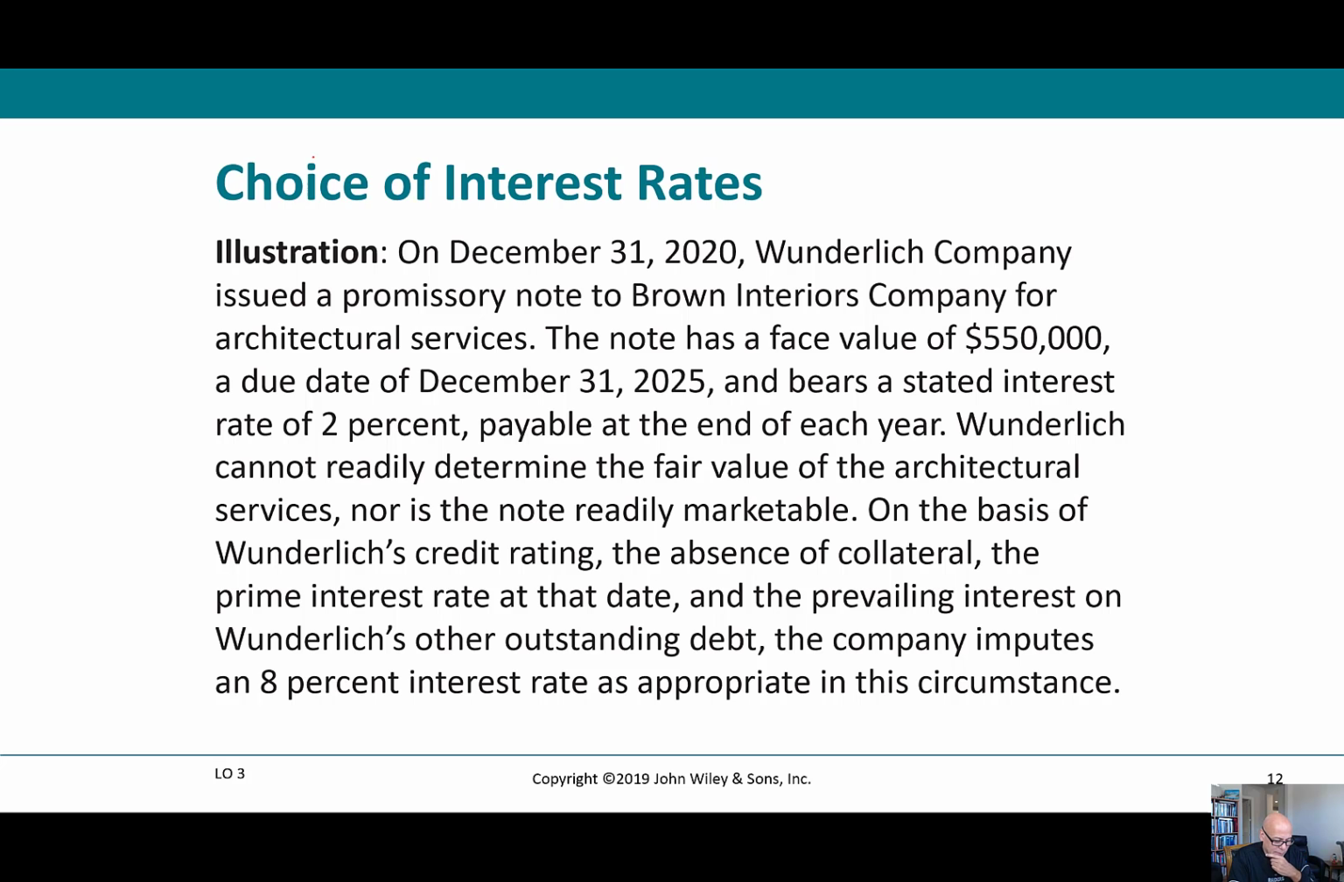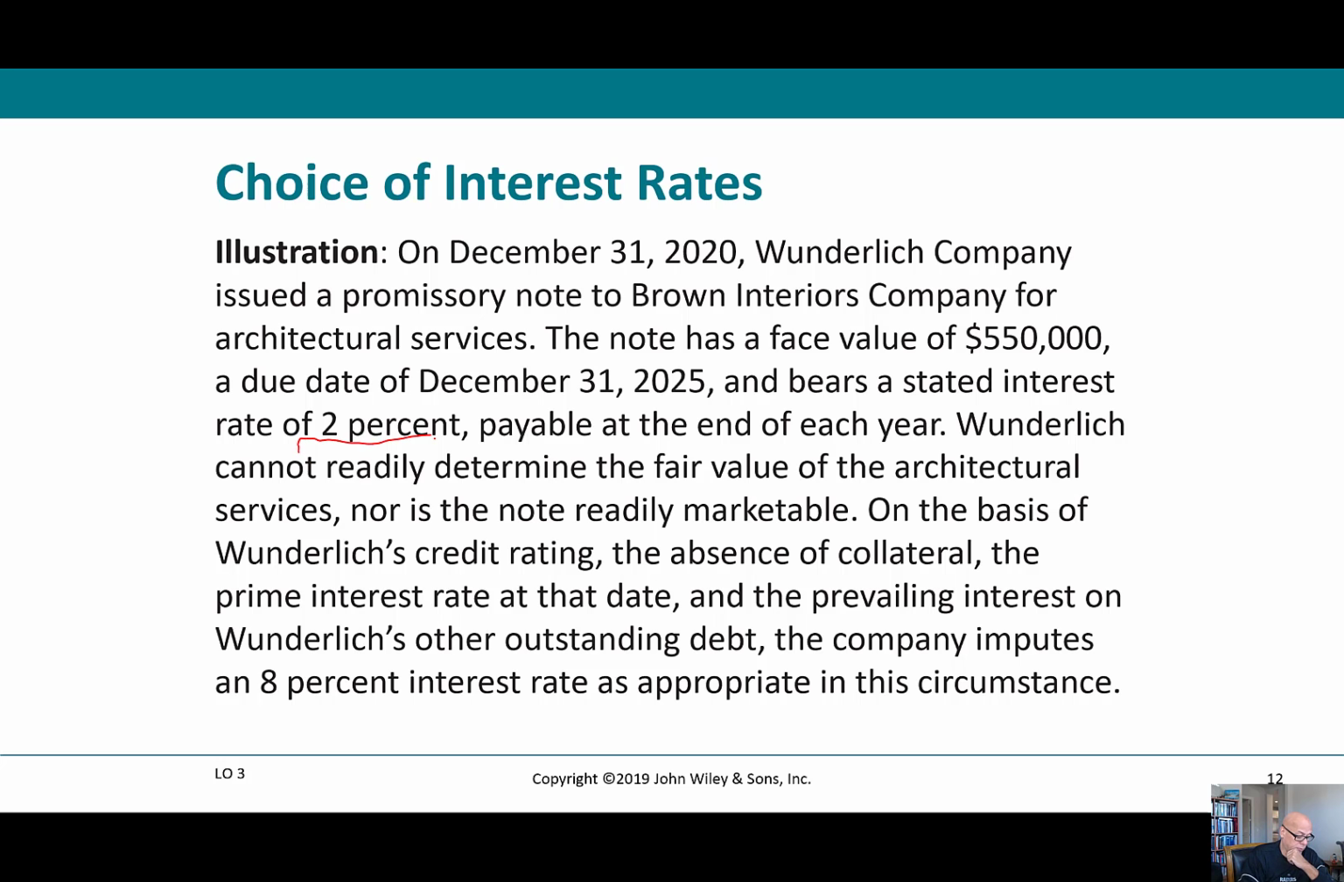Wunderlich Company, whatever company, issued a promissory note to Brown Interiors Company for architectural services. So I said property, but it doesn't have to be property. It could also be a service. Again, you're going to determine the amount of that note based on what has the more readily determinable value. Is it the note, or is it the service or property you're getting? The note has a face of $550,000, a due date of December 31st, 2025, and bears a stated interest rate of 2%.